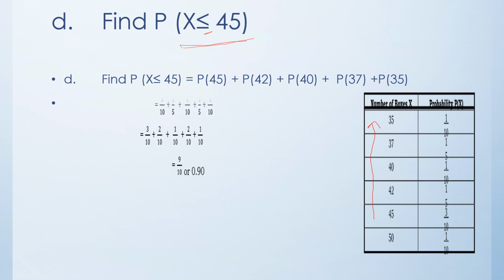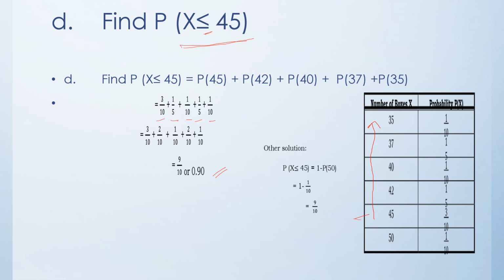So we have the probability of 45 is 3 over 10. The probability of 42 is 1 over 5. And probability of 40 is 1 over 10. Probability of 37 is 1 over 10. And the probability of 35 is 1 over 10. Adding all of this will give us 9 over 10 or 0.9.